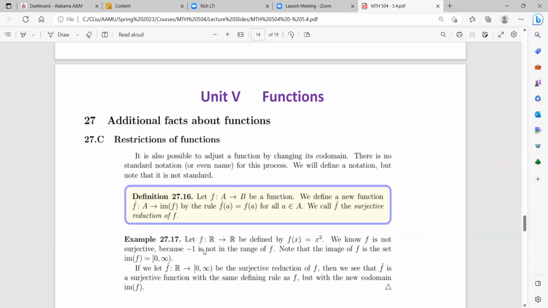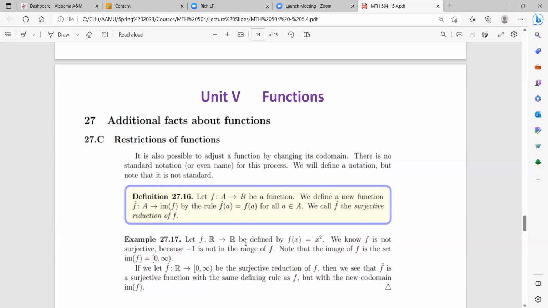For example, let's talk about the previous example. The function we have is still the quadratic function f(x) = x squared defined from R to R. We know this function is not only not one-to-one, but it's also not surjective. It's not onto. If you look at the codomain R, the negative numbers don't have a pre-image under f. You cannot square a real number to get a negative number.